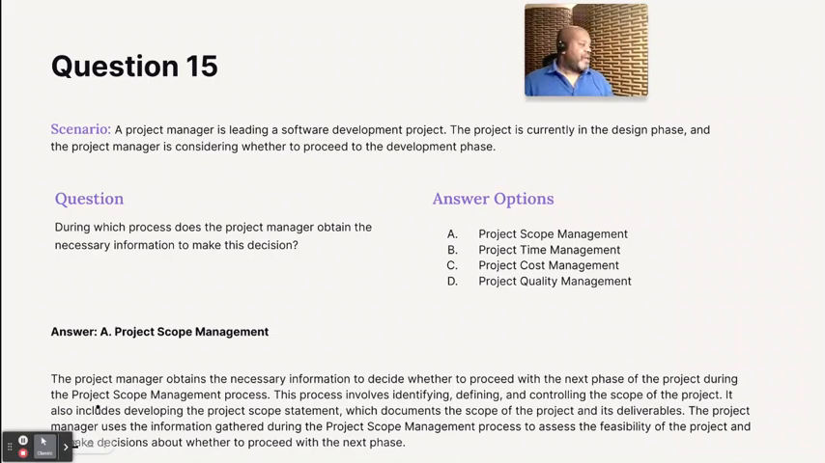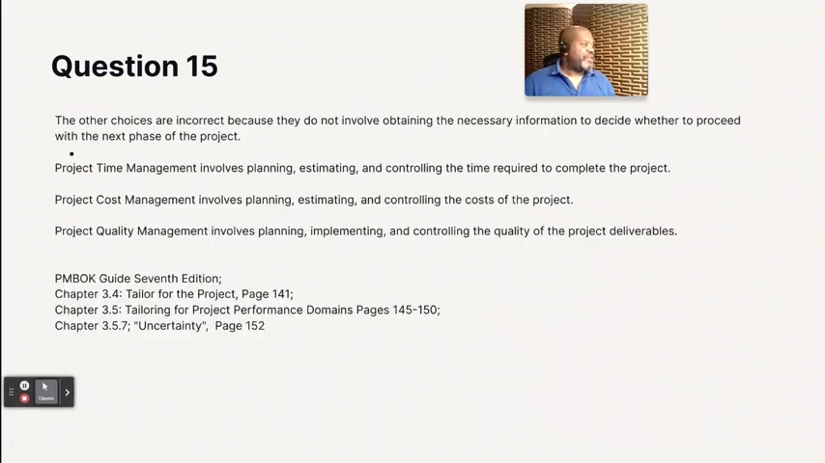Yes, yes. The project manager obtains the necessary information to decide whether to proceed with the next phase of the project during the project scope management phase. Yes. All right, now let's see what they mentioned about the other pieces. Time management involves planning, estimating, and controlling the time. Cost management, planning, estimating, controlling the cost. Quality management involves planning to control the quality. Right.